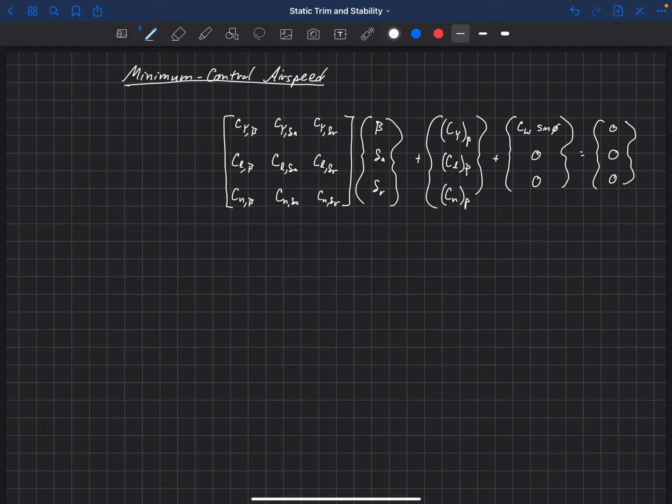We're now going to use these general lateral trim equations to look at the problem of minimum control airspeed. Minimum control airspeed is important on all aircraft, but especially important on multi-engine aircraft. So let's look at why that is.